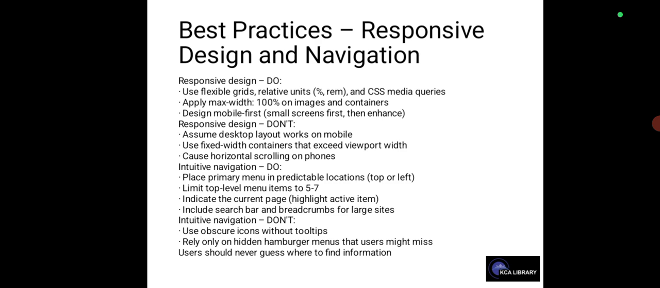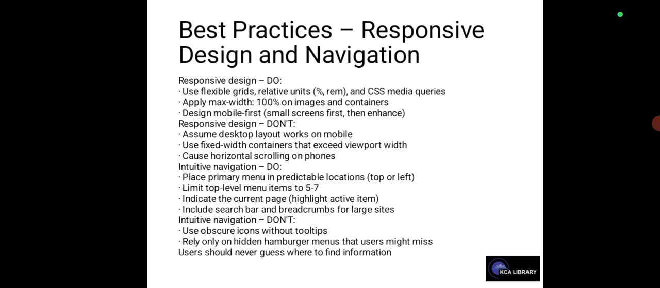This is a do, okay? So with over half of global web traffic originating from mobile devices, designing for smaller screens first, that is mobile first, okay? Then progressively enhancing it for larger screens is now the standard. So use flexible grid layouts, the ones that can change, and relative units rather than fixed pixels. And CSS media queries, use them to adapt layouts. Test on actual devices or browser emulators.